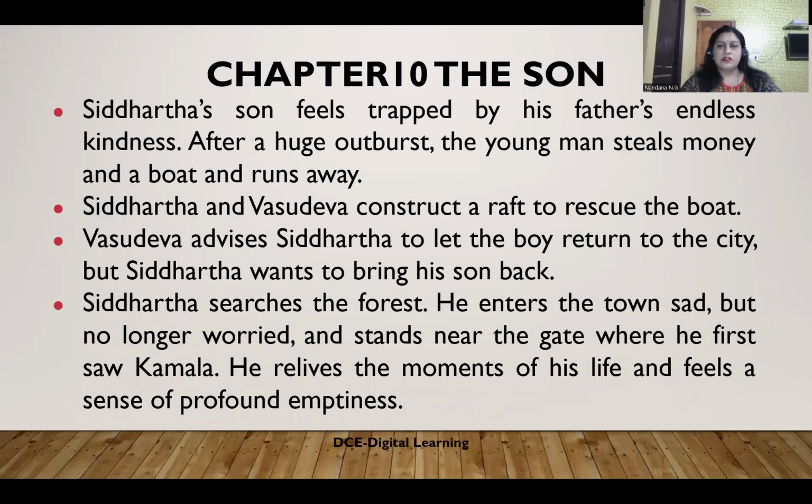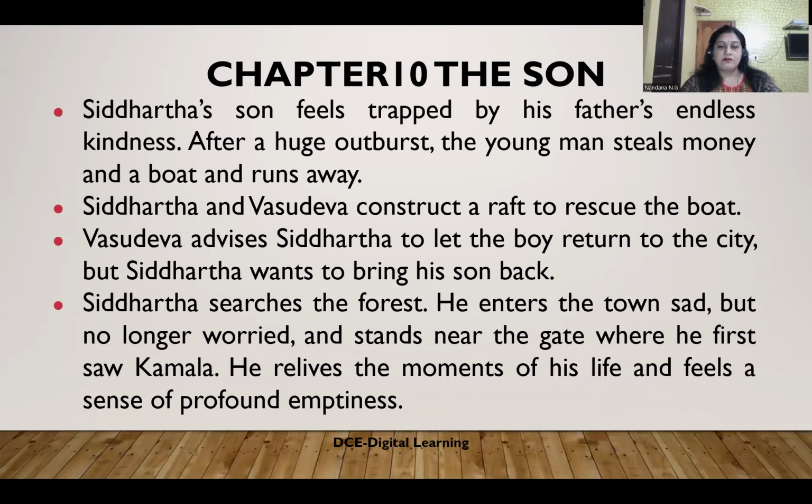After a huge outburst, the young man steals money and a boat and runs away. Siddhartha and Vasudeva construct a raft to rescue the boat. Vasudeva advises Siddhartha to let the boy return to the city, but Siddhartha wants to bring his son back. Siddhartha searches the forest. He enters the town sad, but no longer worried, and stands near the gate where he first saw Kamala. He relives the moments of his life and feels a sense of profound emptiness.